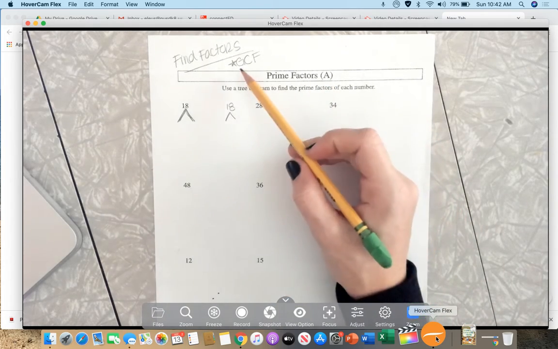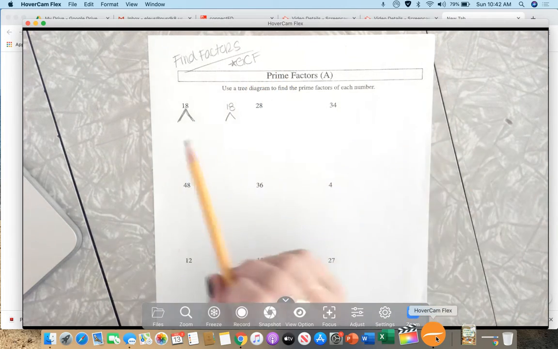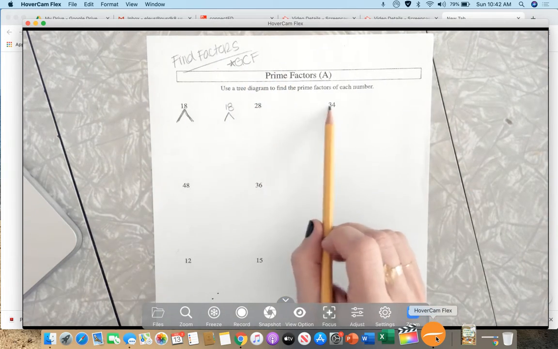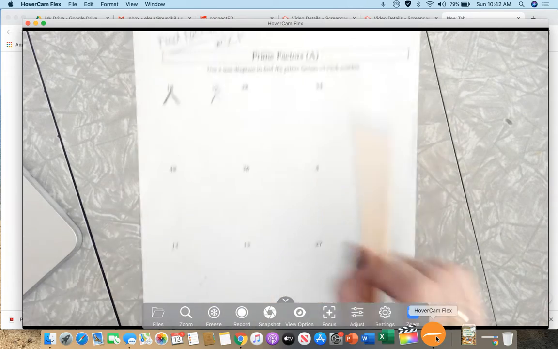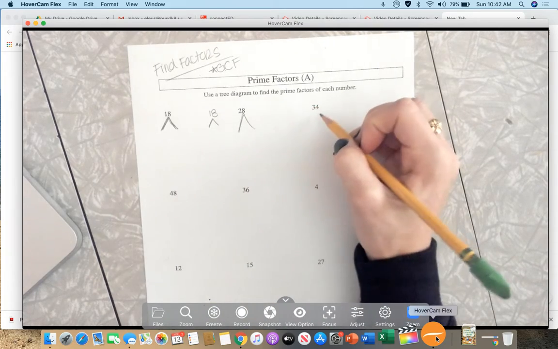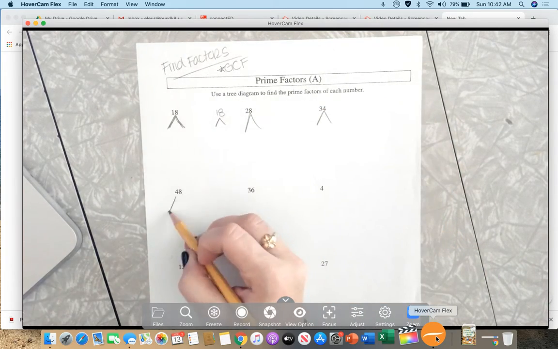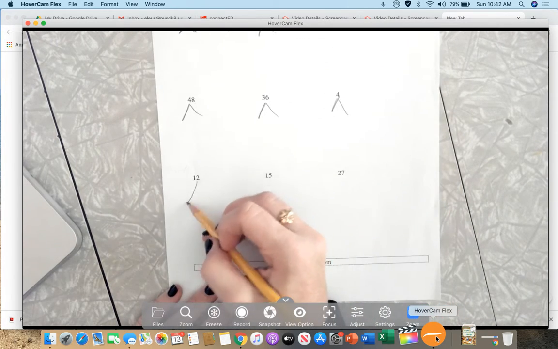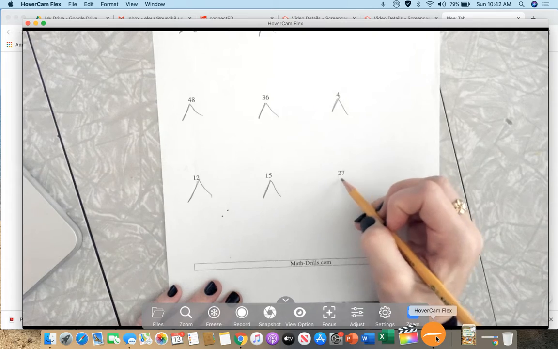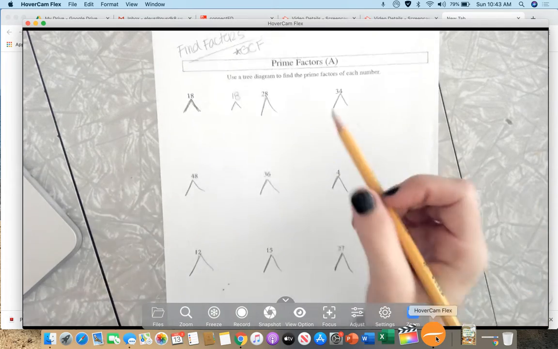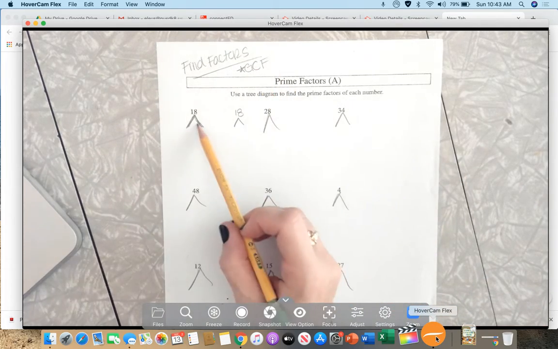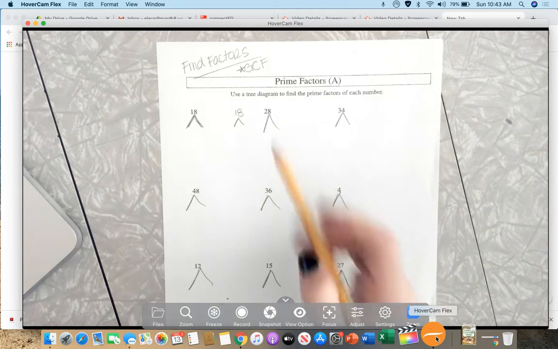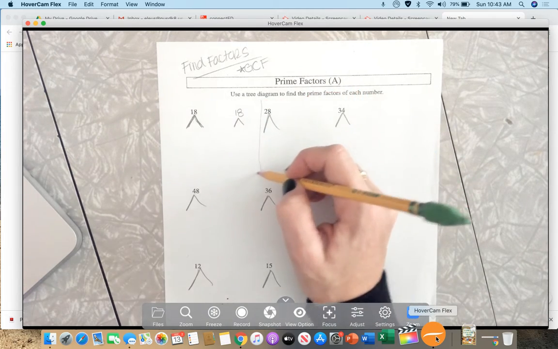So this relates to finding the greatest common factor. Notice that you have 18, 28, and 34, and then all these other floating numbers. So you're going to do a factor tree with each one. The reason we call it a tree is because it looks like we're drawing branches out from the number. And the reason we call it a factor is because factors are numbers that multiply and give me the numbers you see here. So I'm just going to do 18 for you.